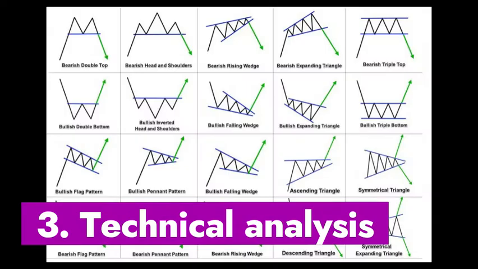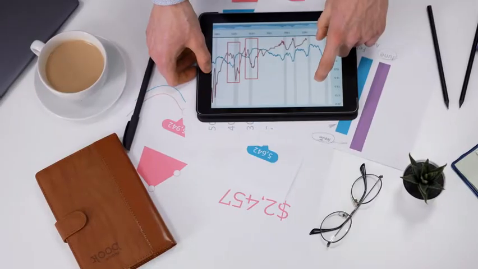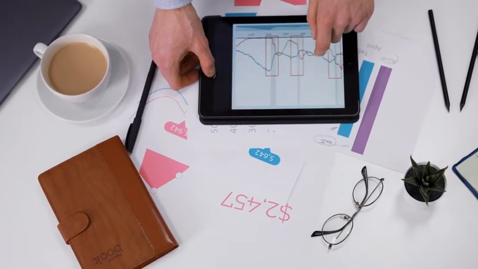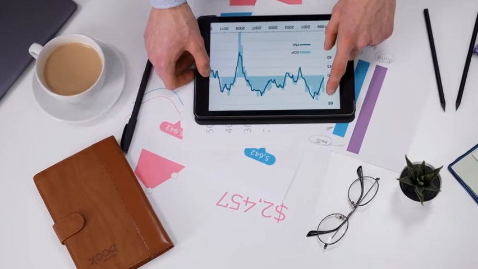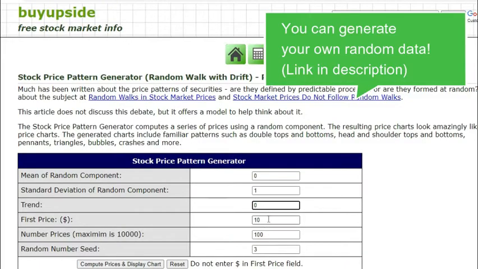Number 3, technical analysis. Technical analysis, or TA, encompasses chart patterns and technical indicators such as MACD and moving averages. Most traders gravitate towards TA because it seems logical and offers a sense of control. My issue with the most common forms of TA is that randomly generated charts with fake data provide exactly the same patterns. This is proof enough for me that TA is merely finding patterns in chaos.